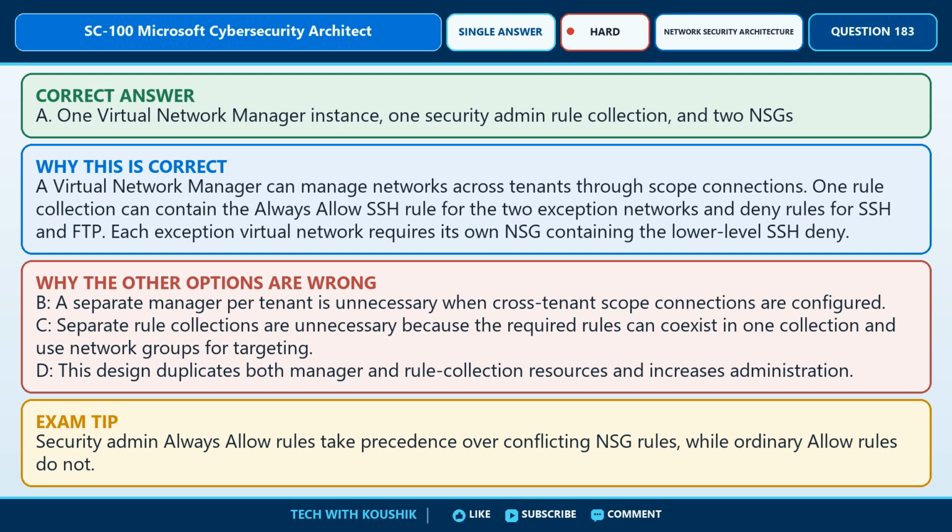Why are the other options not correct? B. A separate manager per tenant is unnecessary when cross-tenant scope connections are configured. C. Separate rule collections are unnecessary because the required rules can coexist in 1 collection and use network groups for targeting. D. This design duplicates both manager and rule collection resources and increases administration. Exam tip. Security admin always allow rules take precedence over conflicting NSG rules, while ordinary allow rules do not.